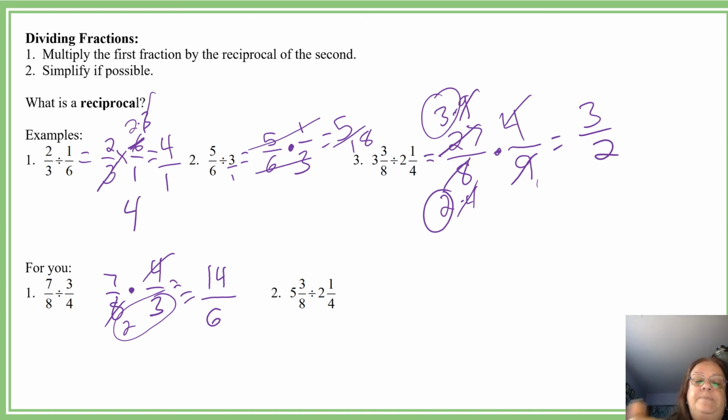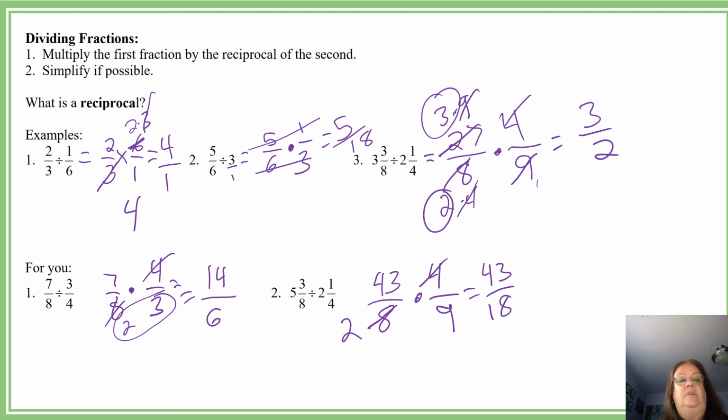Okay, this is a mixed number. We have to convert it. 5 times 8 is 40 plus 3 over the original 8. Flip and multiply. 2 times 4 is 8 plus 1 is 9. And the denominator is now that 4. All right, the 4 goes into the 8 twice. I have 43. 2 times 9 is 18.